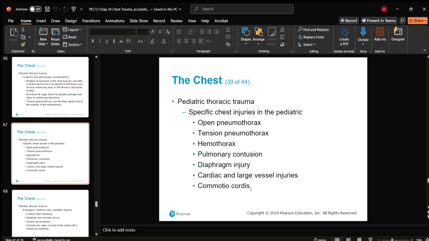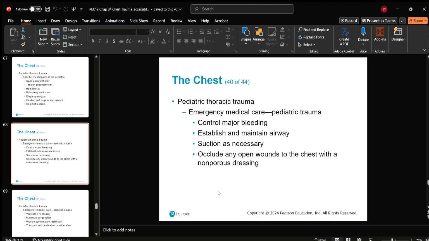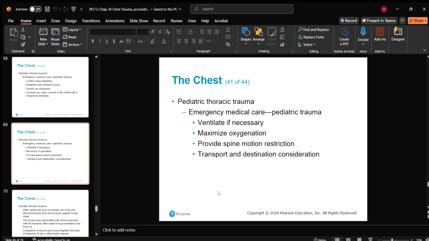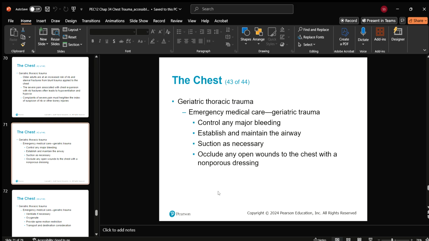Sometimes they sneak this into the National Registry because it's just not a very common term, and it's really like, are people paying attention? Kind of a check on learning here. Obviously, control major bleeding, HABCs. Suctioning may be necessary for these individuals, and really that's kind of it with the rest of this.